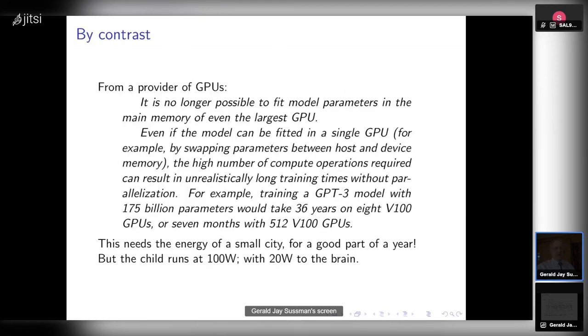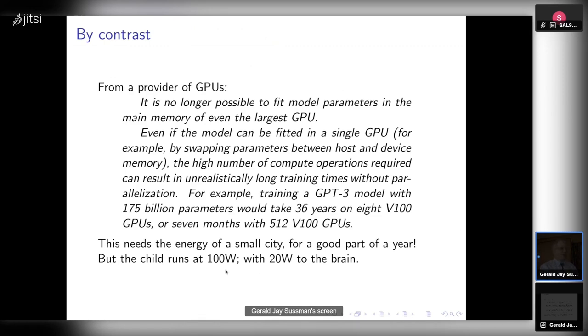But by contrast, okay, you can see things like this, which say that it is no longer possible to fit the model parameters in the main memory of even the largest GPU. Just looking at this, training a GPT-3 model with 175 billion parameters, that means that's the number of parameters you're trying to adjust by some gradient descent, takes about 36 years on a single GPU, or 7 months with a giant machine. Okay, it needs the energy of a small city, but the child runs at 100 watts.